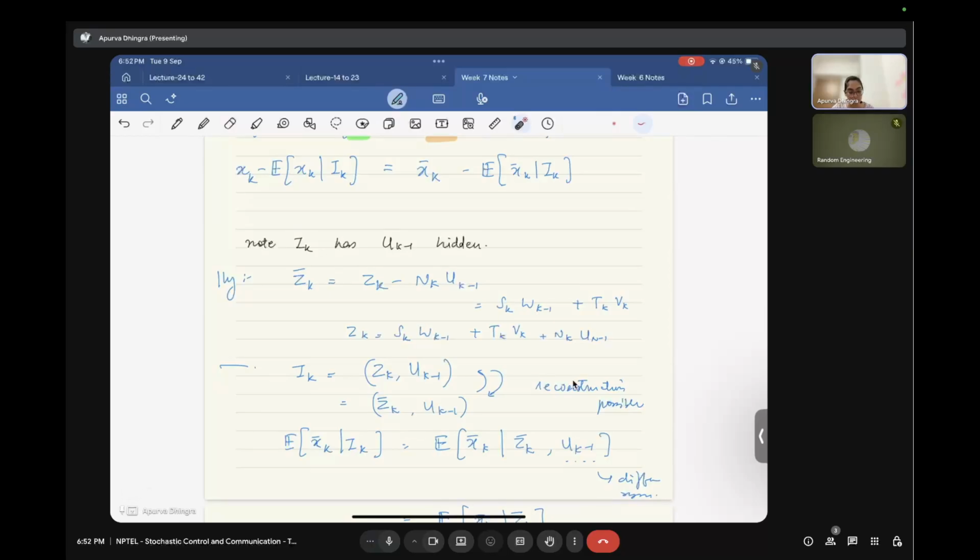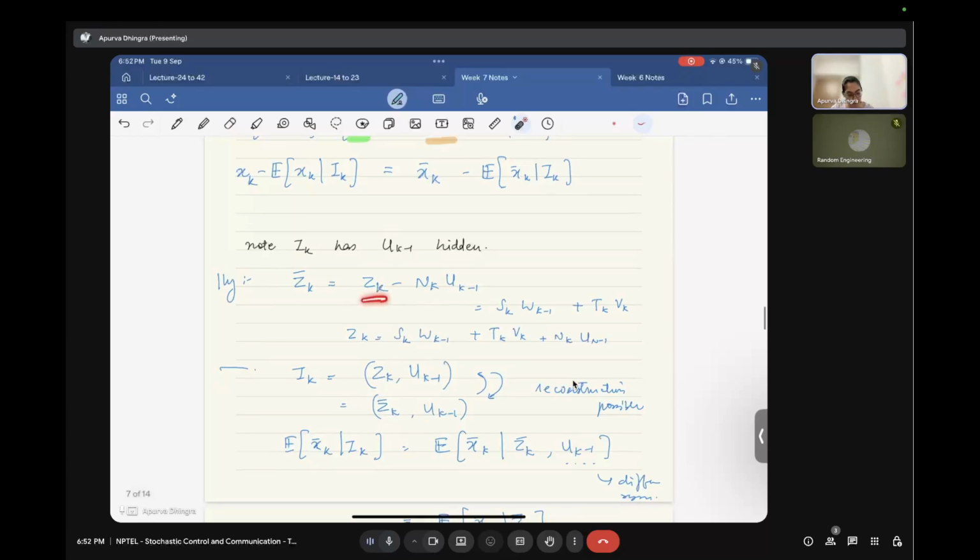But also notice that if we knew zk bar and uk minus 1, then we can actually create zk, because this nk is something that can be figured out. It just depends on the description of the problem. So if we know the description of the problem to begin with, this is something that we can do very easily, which is the same as having zk and uk minus 1. So we can interchange between the two, we can use one to reconstruct the other. So these two informations are the same.